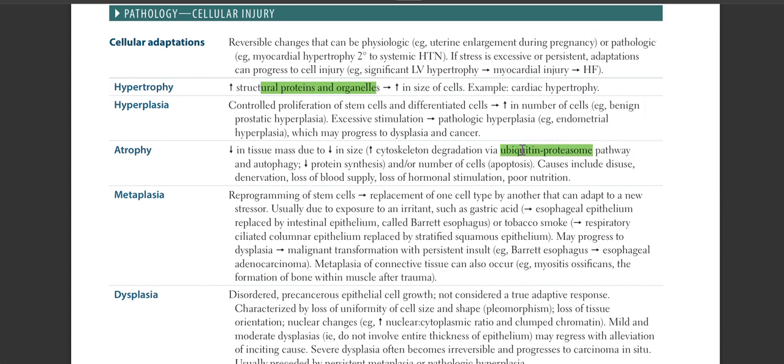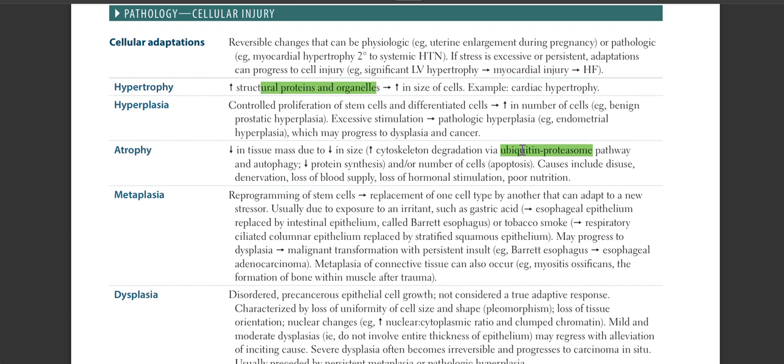Now, how does this work? There's a small molecule called ubiquitin. This ubiquitin attaches to the protein that you don't want. When ubiquitin attaches to this protein, the proteasome comes along and dissolves the protein. That is how it works in a short summary: ubiquitin marks the protein and then the proteasome degrades it. That is how you reduce the amount of proteins, and if you reduce the amount of proteins, you're basically reducing the size of the cell.